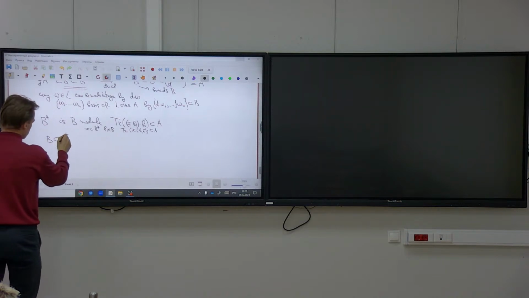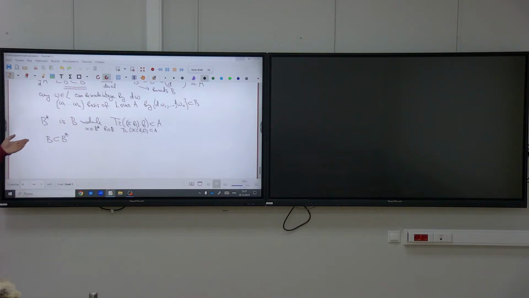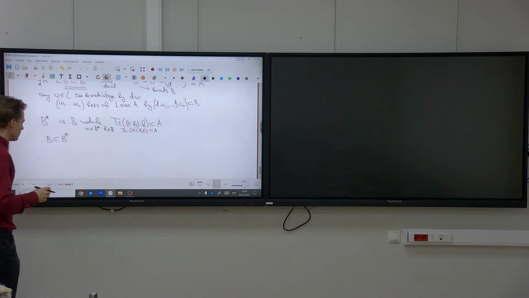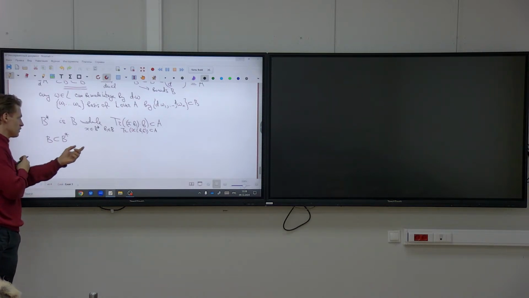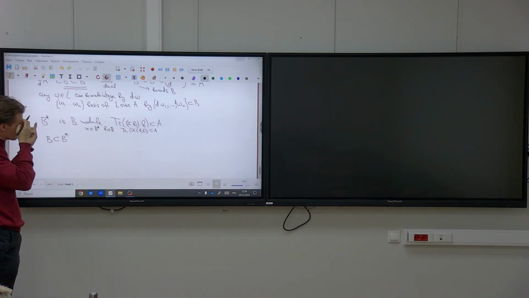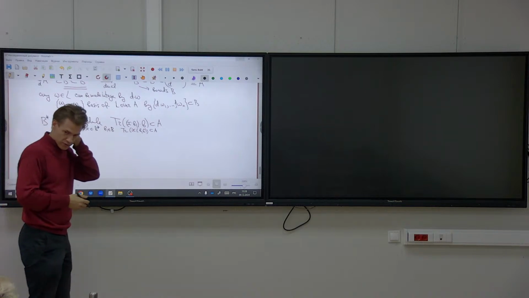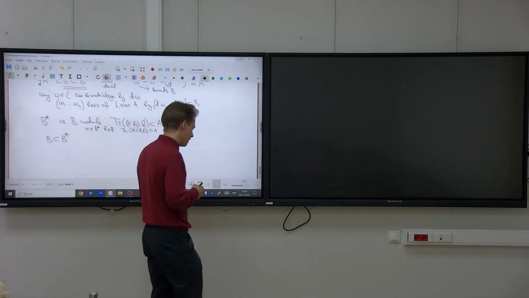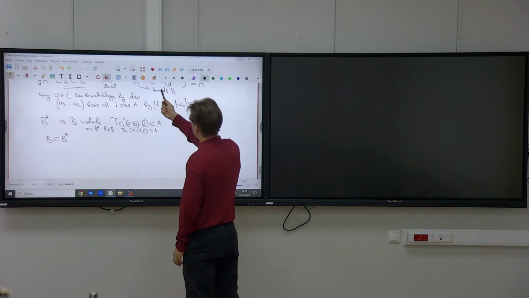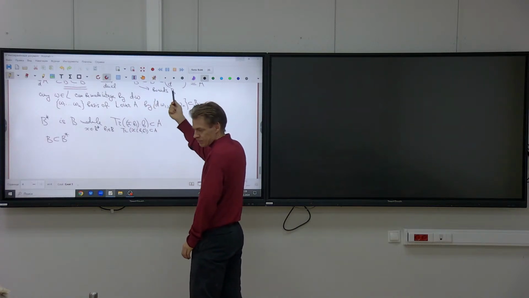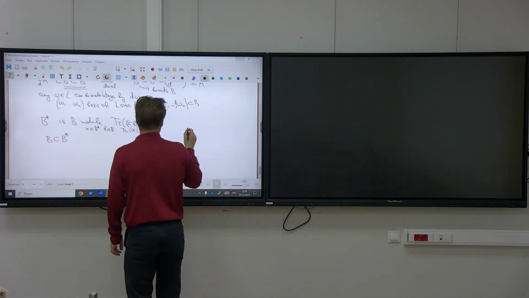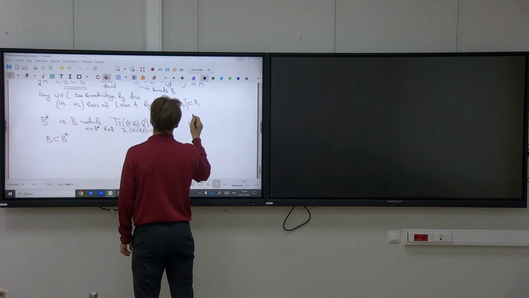In particular, B is a fractional ideal. Sorry. So what we also know is that B star is finitely generated, just because we have bounded it. So B star was bounded.